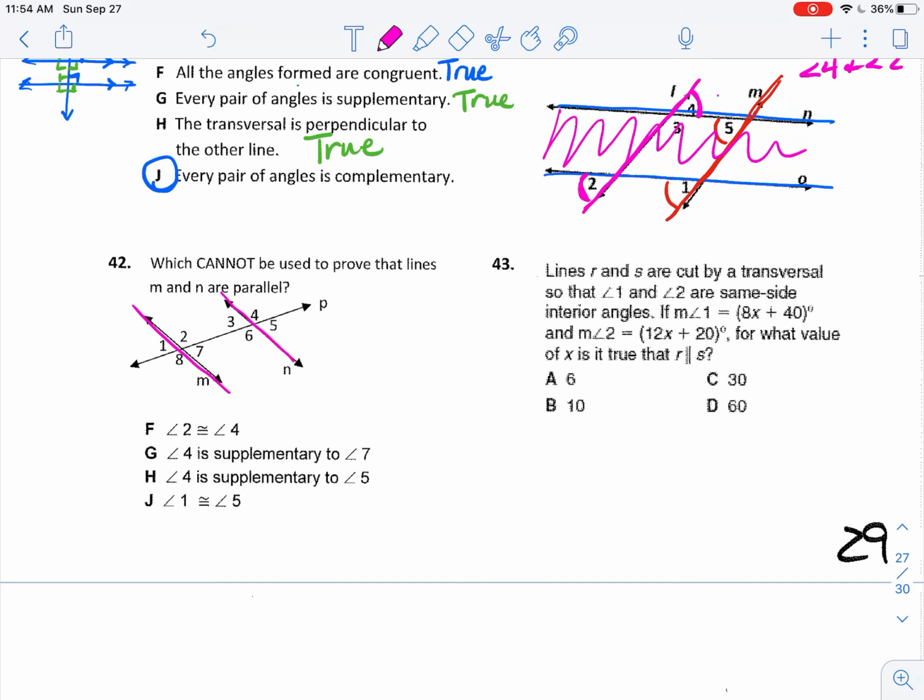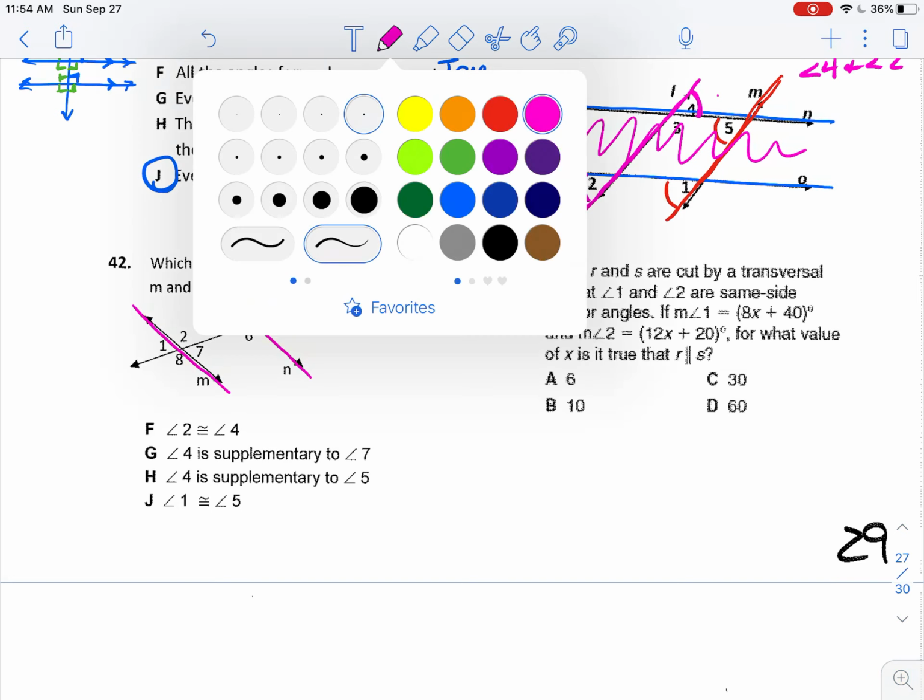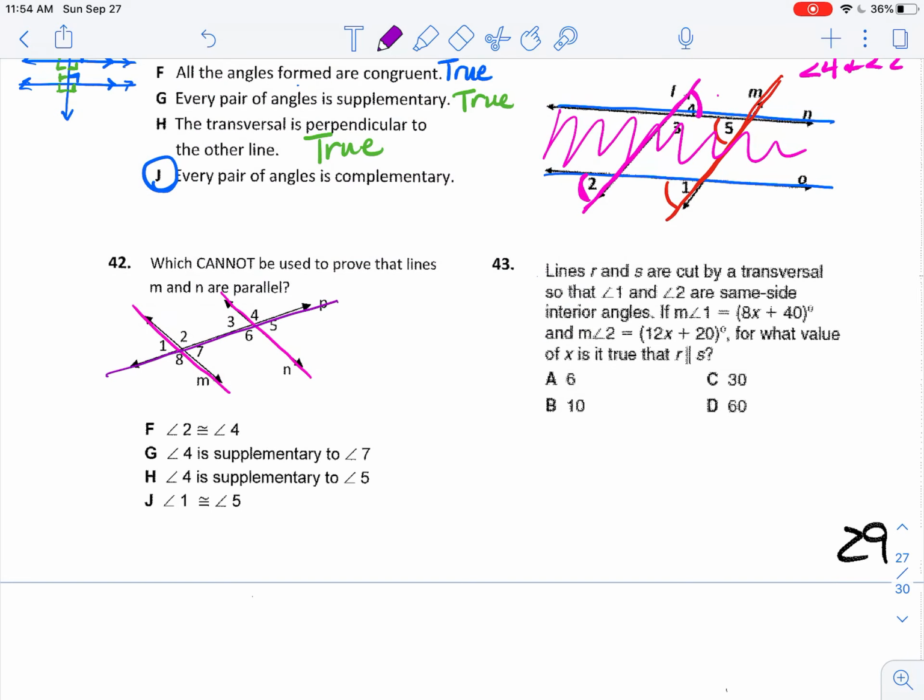All right, in 42, which cannot be used to prove lines M and N are parallel? Okay, so let's see. We're going to use which cannot be used. Okay, that means my transversal is this guy. So let's see, angle 2 congruent to angle 4. No, that's corresponding angles, so that works. Angle 4 is supplementary to angle 7. Yes, that's true. And the reason is, I could say that 4 is vertical to 6. So 6 is congruent to angle 4. And 6 and 7 would be supplementary. Same side interior angles are supplementary.